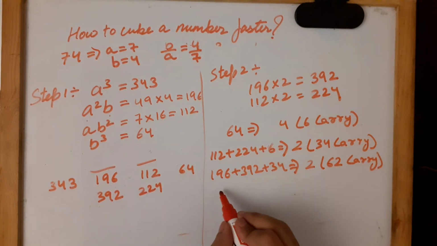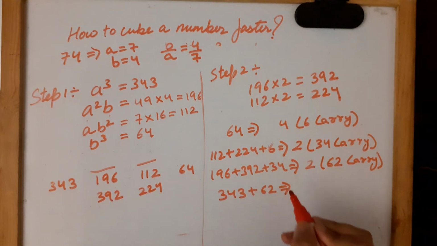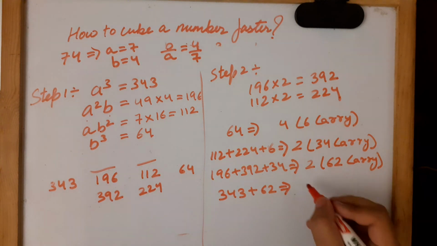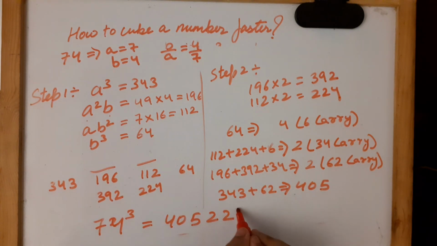Now you have to write the final result here, 343 plus 64, which is around 405. Now you have to write the 74 cube, going backwards: 405224. The cube of 74 is 405224. Now you are able to do cubes faster. Okay guys, thank you.